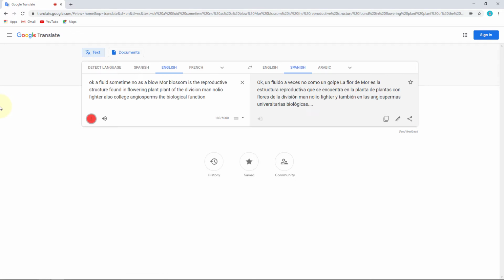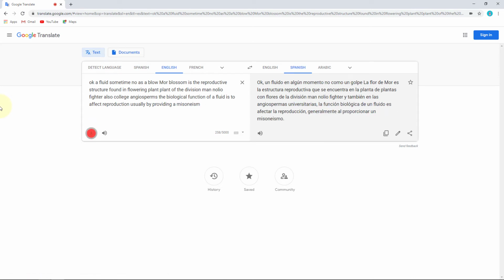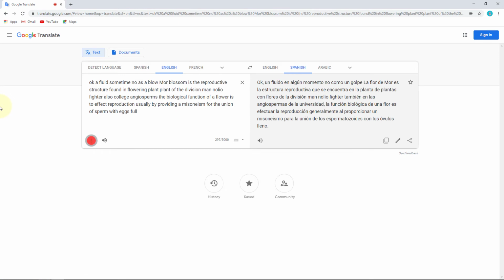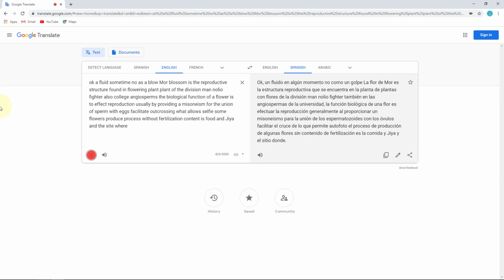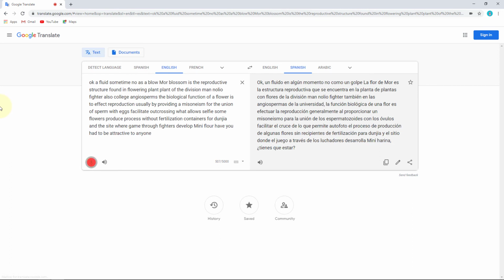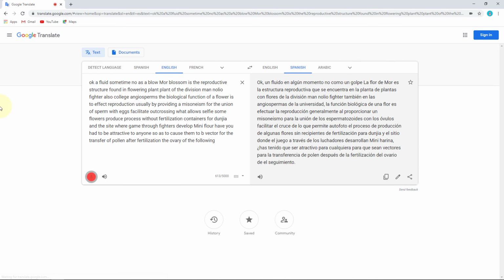The biological function of a flower is to effect reproduction, usually by providing a mechanism for the union of sperm with eggs. Flower may facilitate outcrossing or allow selfing. Some flowers produce dispores without fertilization. Flowers contain sporangia and are the site where gametophytes develop. Many flowers have evolved to be attractive to animals so as to cause them to be vector for the transfer of pollen. After fertilization, the ovary of the flower develop into fruit containing seed.